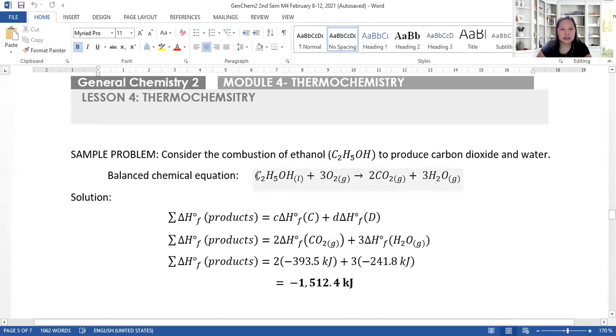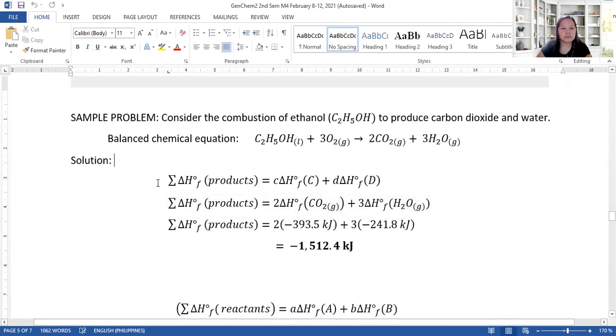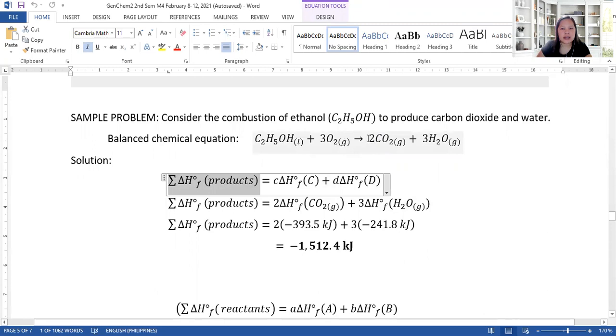So we have ethanol, C2H5OH, plus 3 molecules of oxygen, O2. And then the products are 2 molecules of carbon dioxide and 3 molecules of H2O, or water. And then we have here the sum of the enthalpy of the products, which is the carbon dioxide and then the water. We have a coefficient of 2 for the carbon dioxide and a coefficient of 3 for H2O.